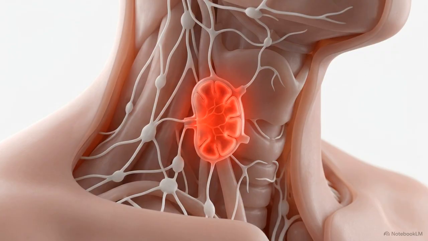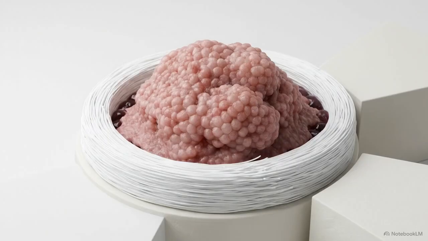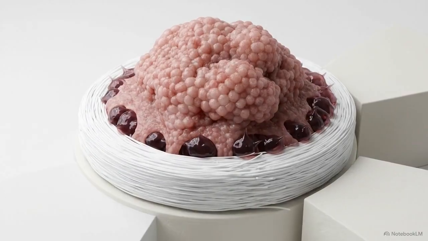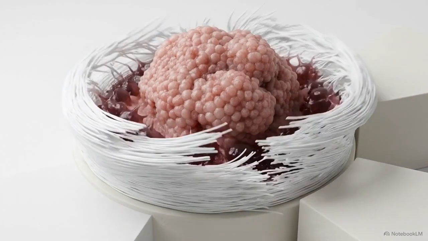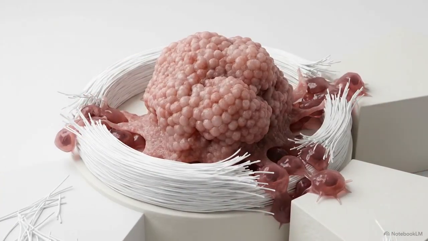While T staging measures the primary site, the N category, representing regional lymph node metastasis, is the single most important prognostic factor. Within N staging, extranodal extension serves as a severe clinical modifier. Witness the mechanics of extranodal extension. Metastatic cells physically break through the fibrous capsule of the lymph node, expanding outward and adhering to surrounding structures.